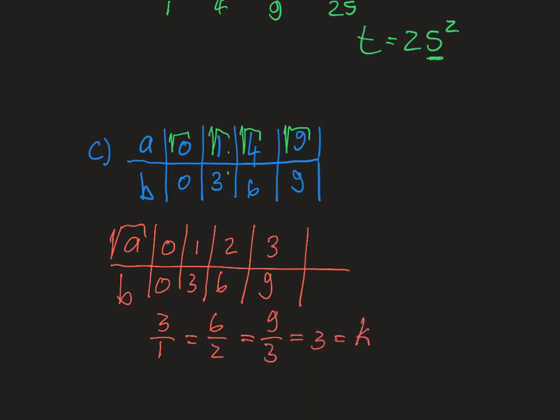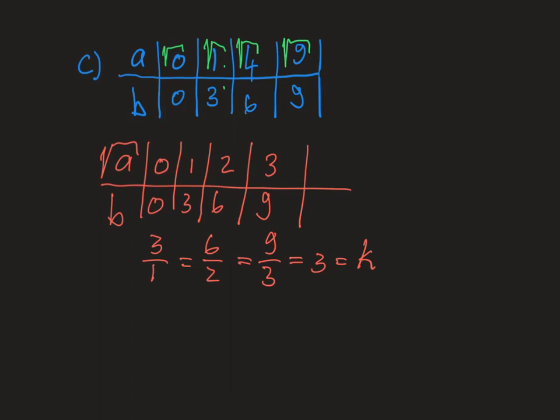So k is equal to 3, but once again, it's not simply b is equal to 3a. It is b is equal to 3 times the square root of a, because it only worked once we square rooted a. And that's it.